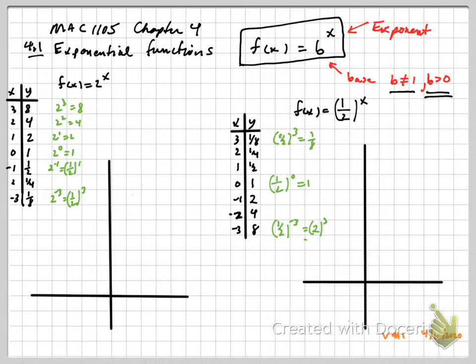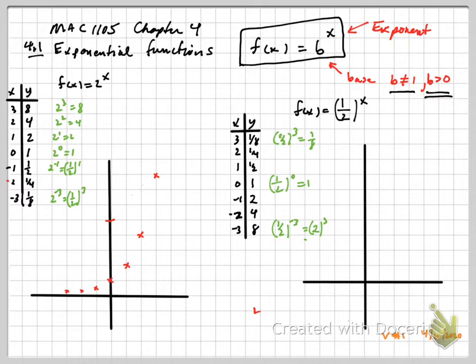So let me get a different color. I'll see if I can leave that on there, and let's graph the points that we have. (3, 8) is right here, and (2, 4) is located right here. (1, 2), (0, 1), (-1, 1/2). This is a negative, by the way, over here. I just realized, but -1 is going to be a 1/2. -2 is going to be a 1/4. -3 is going to be a 1/8.